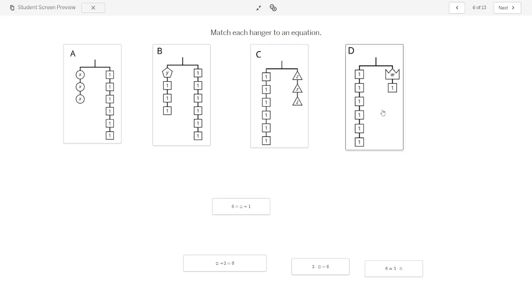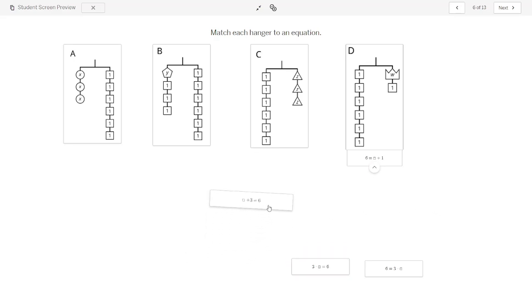So let's look at the structure of diagram D. We see 1, 2, 3, 4, 5, 6 on the left. That's good. And then we see W plus 1. So that's actually the card that goes with this equation: 6 equals an unknown number plus 1. We could put W in for the box.